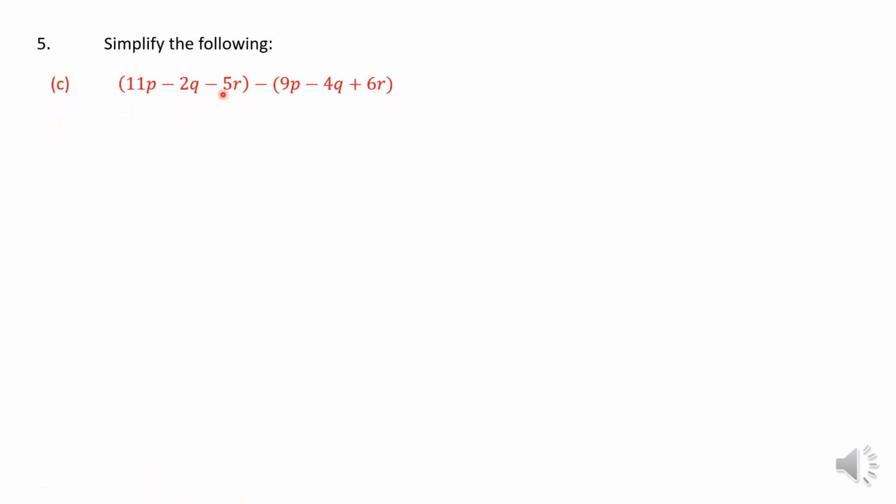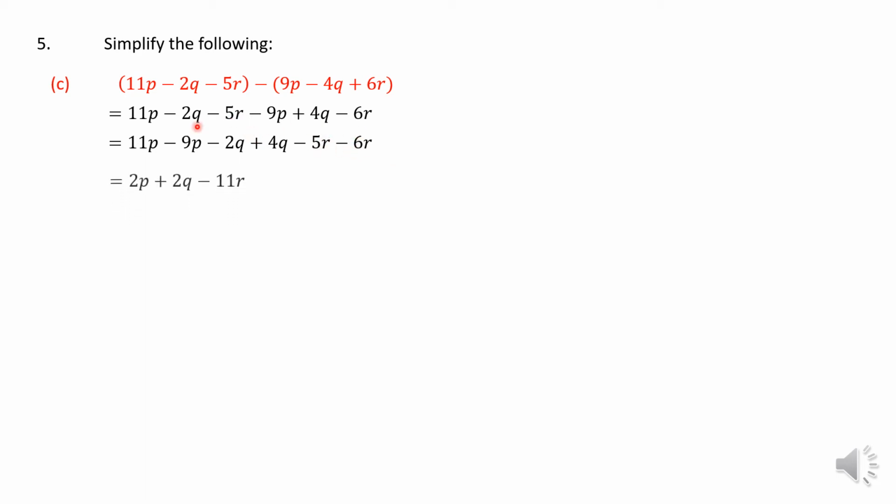Alright, so we have got another that you are supposed to simplify. So what you need to be careful of is this minus here. It's going to change the sign in each of those brackets. So this is minus 9p, this becomes positive 4q, and this becomes negative 6r. Alright, and then I just write all the like terms, like 11p with the minus 9p, the minus 2q with the positive 4q, minus 5r, minus 6r. Well, you don't have to do it like that, but it helps so you don't make a mistake. 2p plus 2q minus 11r is the answer to that one.